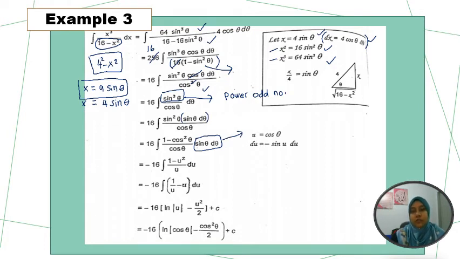So we let u equal to cos theta, and then du equals negative sine theta d theta. You have to rewrite it in the form of u. So 1 minus u squared over u, times negative du. This is sine theta d theta in the form of negative du, so there is a negative sign.